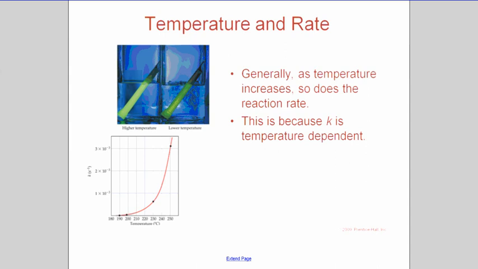Temperature and rate. The other thing that's worth talking about in all of this is how temperature affects rate.